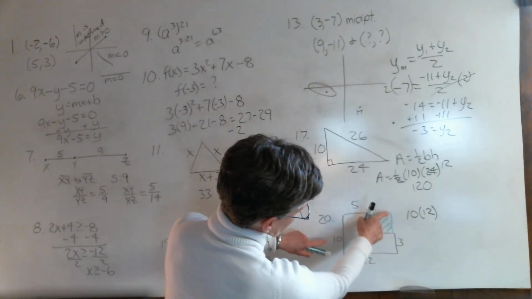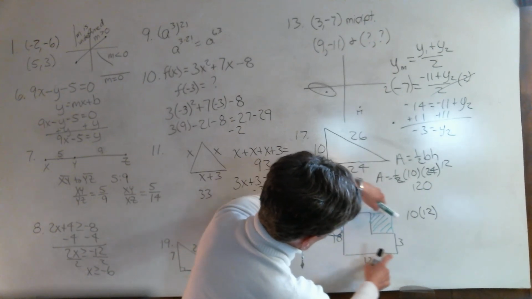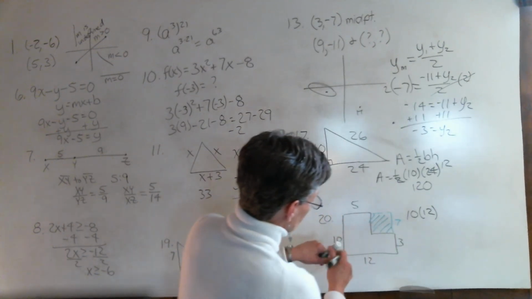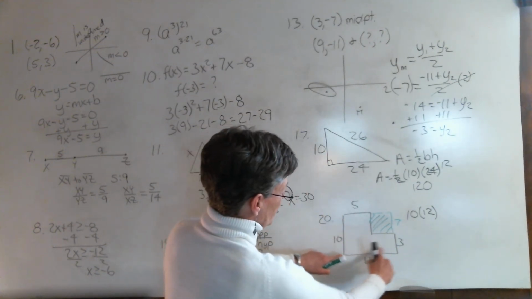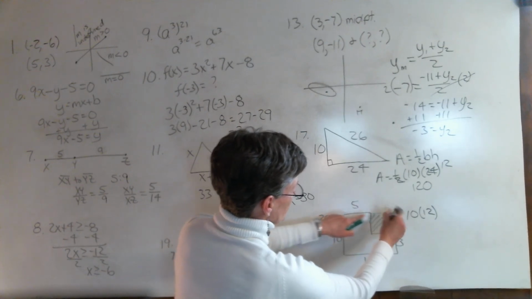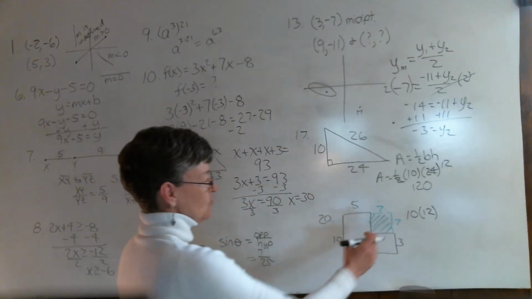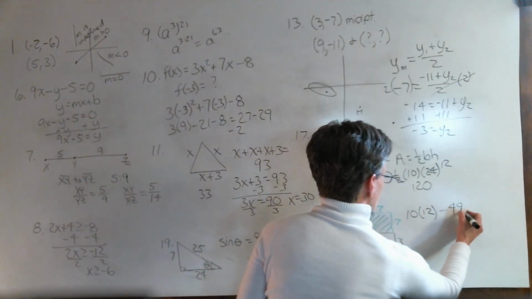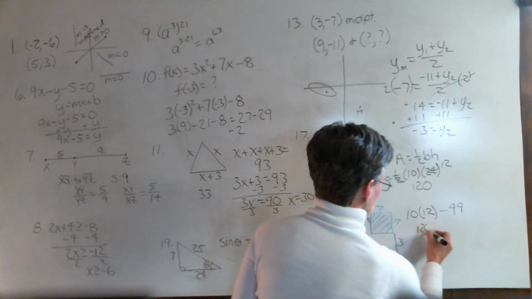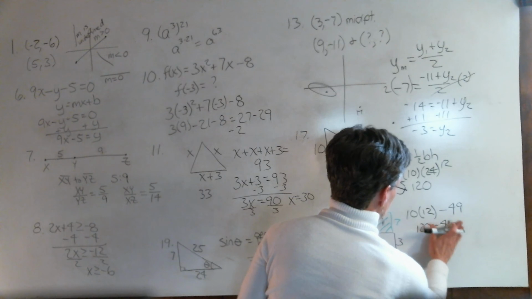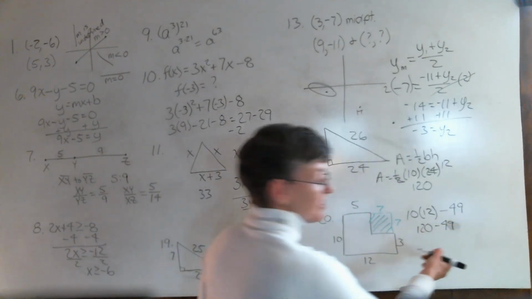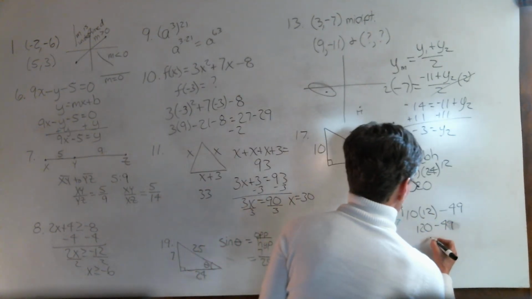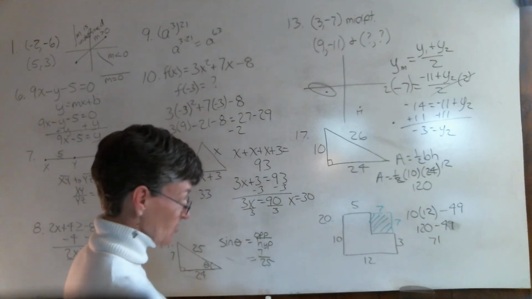This dimension right here, since the entire width is 10, and this much is 3, this is 7, and then the length is 12, and since this much of the length is 5, this has to be 7. So really, I just want to take the whole thing, 10 times 12, and subtract 49, which is my 7 times 7. So that's 120 minus 49. Now, again, you can use your calculator. This is going to be 120 minus 50 is 70, but I really only want to subtract 49, so I get 71. So the answer is 71.